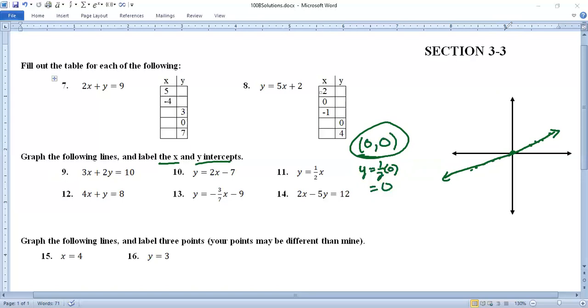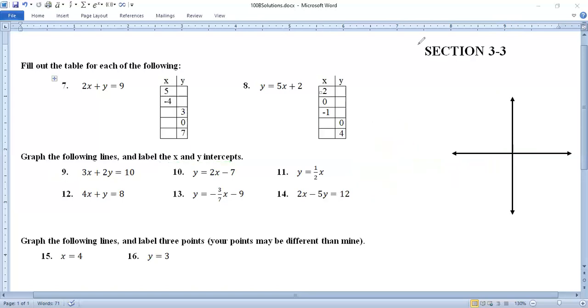Excellent. Let's clear that off. And the next one, number 12, we'll do in this color. So if we stick in 0 for x, we get 4 times 0 is 0 plus y equals 8. I'll write that out here. 4 times 0 plus y equals 8. And this is just gone. Y equals 8. So we get 0, 8.